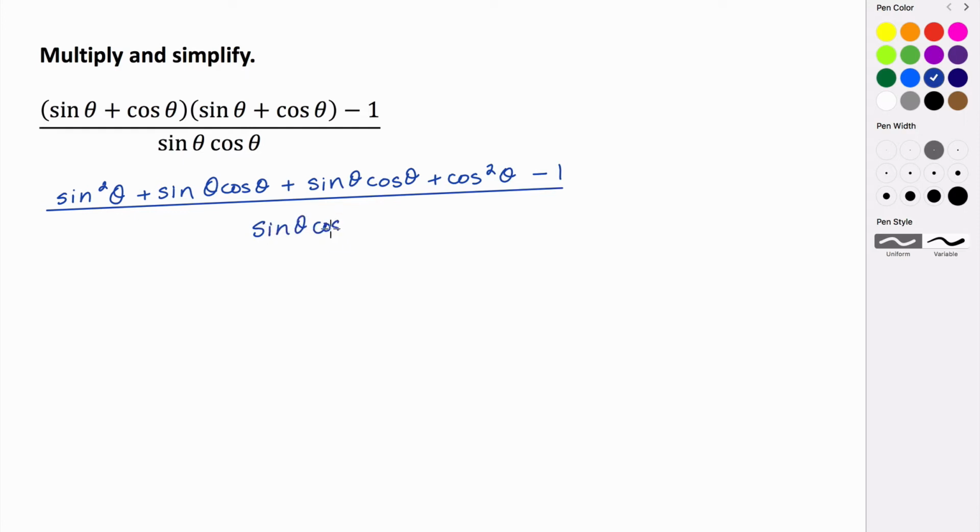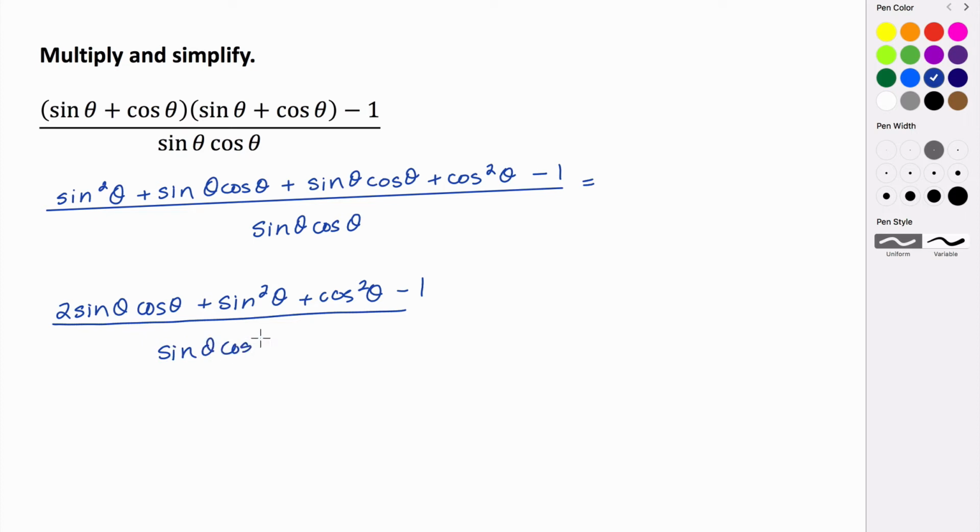Sine of theta times the cosine of theta. Combine any like terms that we can. So we have this term here and this term here that we can put together to make 2 sine of theta, cosine of theta. So we have 2 sine of theta times the cosine of theta, and then plus sine squared theta plus cosine squared theta minus 1. And then all of this divided by sine of theta times the cosine of theta.